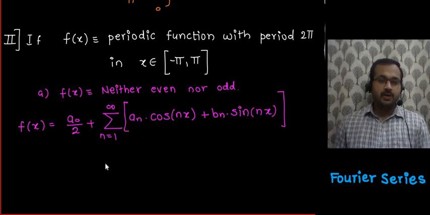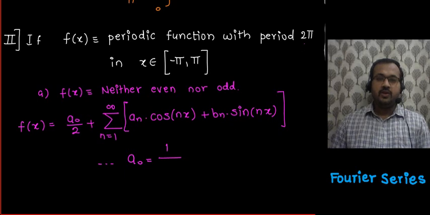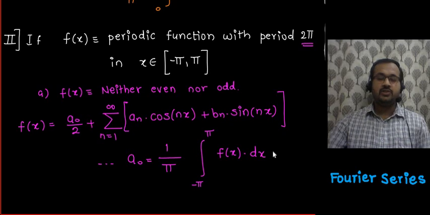Now the most important part is the Fourier coefficients. Since the value of L is equal to pi, we start with a0 = 1 upon pi integration from minus pi to pi, take the function f of x, integration with respect to x.